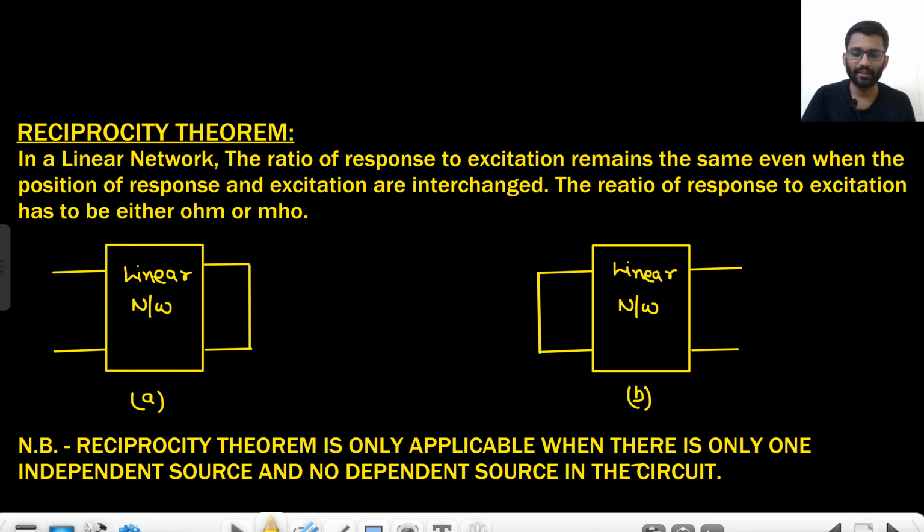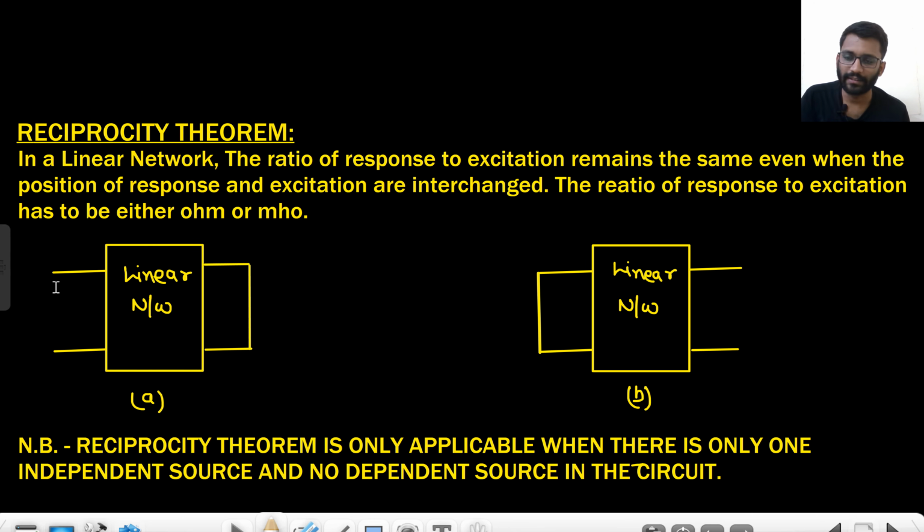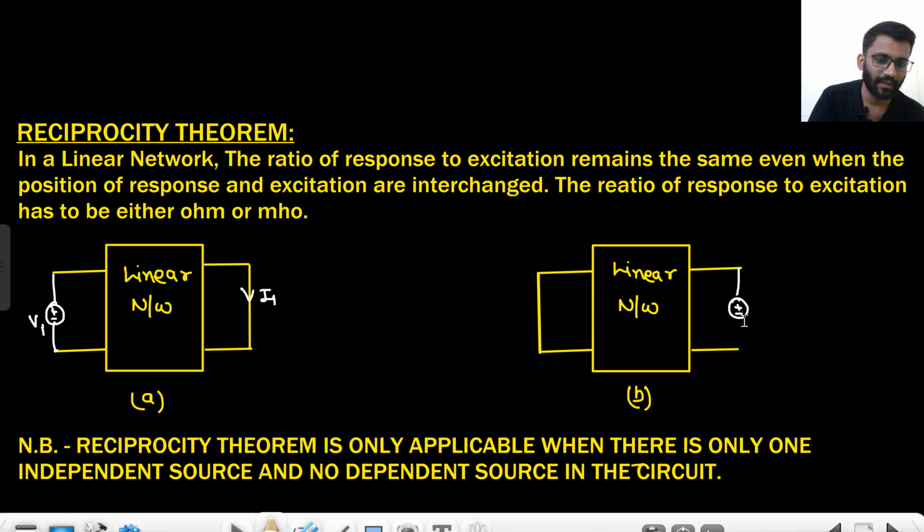What do you mean by that? Let's just assume I am applying a voltage source V1 here. I am getting a current here, that is I1. Now what if I apply the voltage source this time at this terminal, and the value is different? Let's just assume the value is V2. I will get a current I2 here, right?